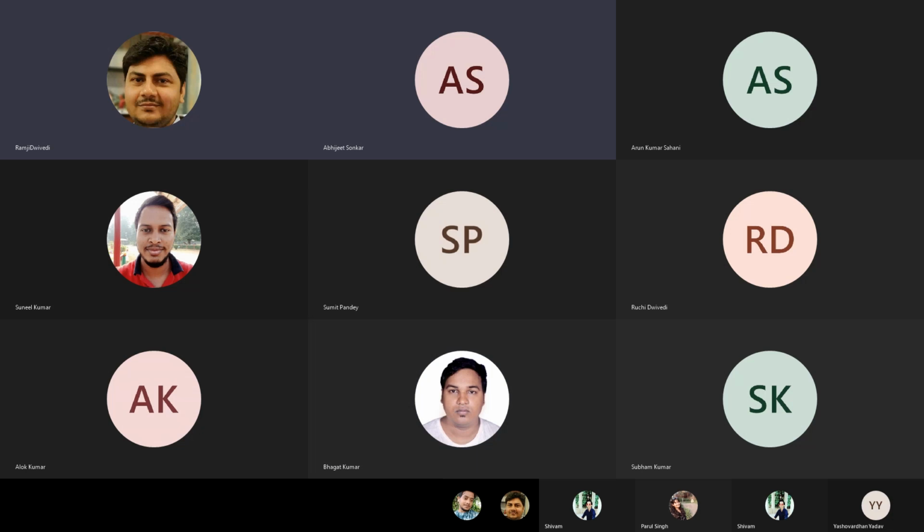x bar is a function x1 plus x2 plus x3 plus xn. Okay, this is a function similar to y is equal to function of x1, x2, xn, like this. Is my screen visible? No, sir.